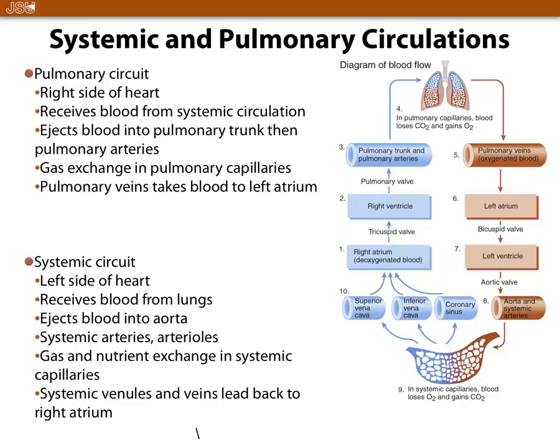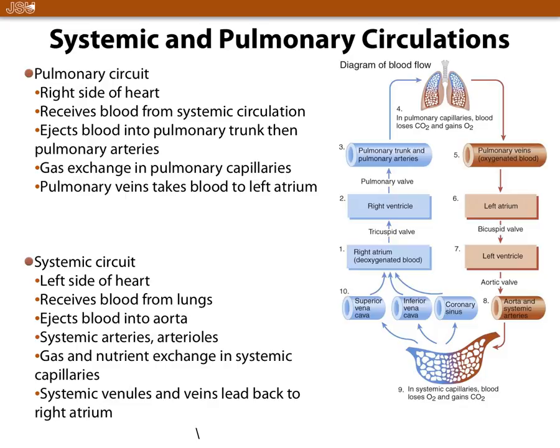Okay, so let's start with number 1, the right atrium. The right atrium is going to pump its blood into what? Through the tricuspid valve, into the right ventricle. From the right ventricle, it leaves through the pulmonary valve, which is a semilunar valve. It goes through what? Arteries. Arteries carrying oxygen-poor blood to the lungs. That's number 4. The oxygen comes into the blood, CO2 leaves.